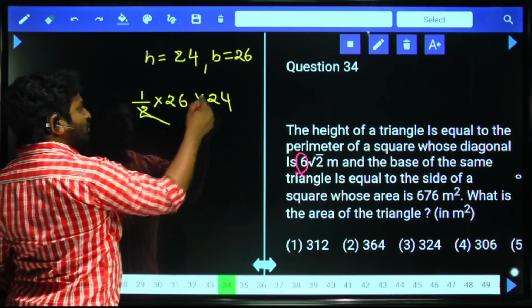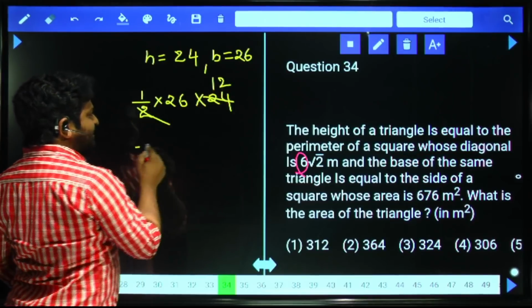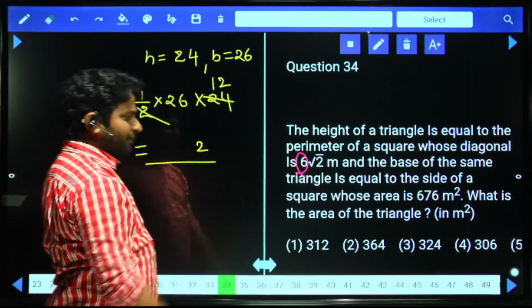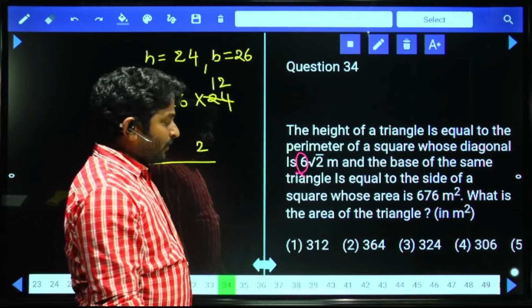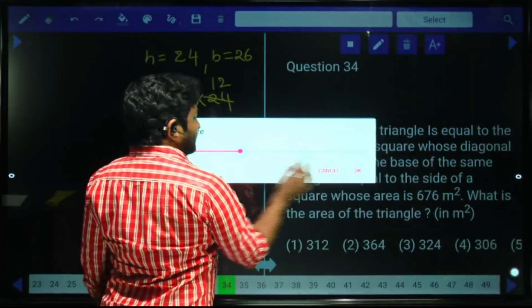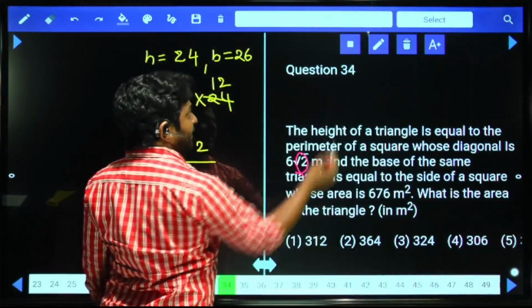Okay. 2 12 times. Let's go for last digit verification. 6 into 2 ends with 2. Answer should end with 2. How many options are there? There is only one. There is only one option. Right. Next.